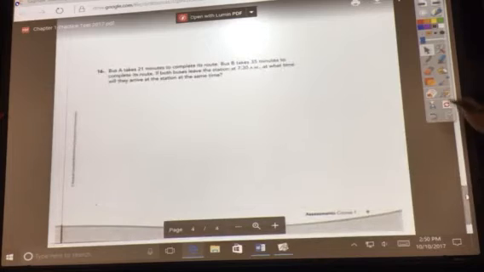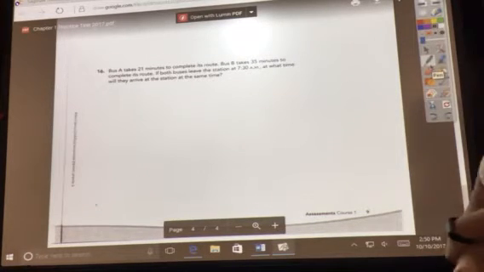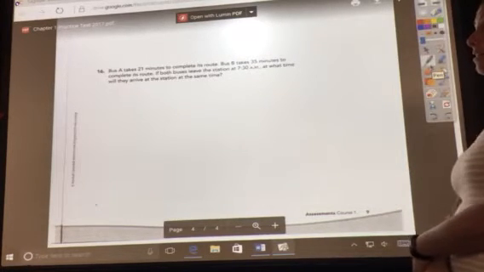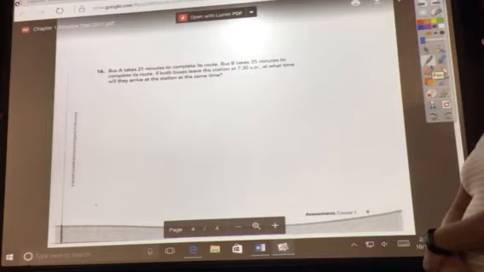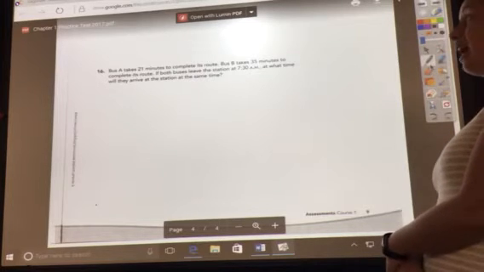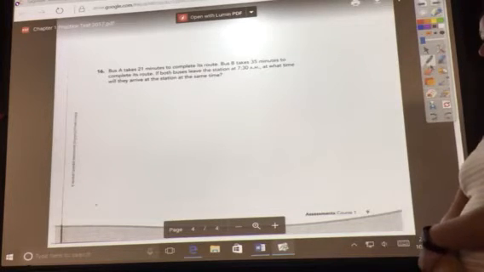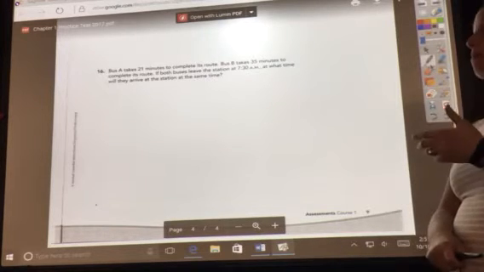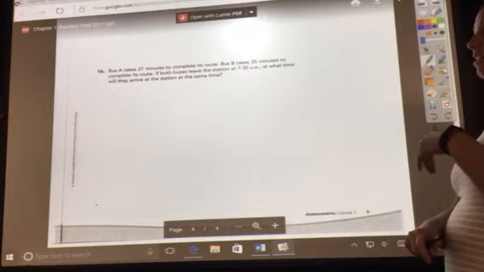So looking at number 16, this is a bus A takes 21 minutes to complete its route, and B takes 35 minutes to complete its route. If both buses leave the station at 7:30, at what time will they arrive at the station at the same time? And so we really have to think about multiples of these because the number is getting bigger.